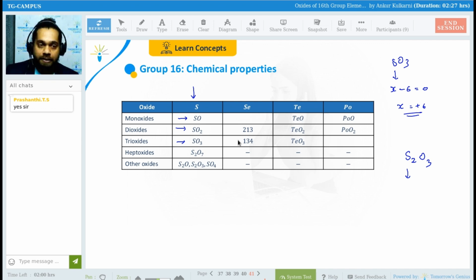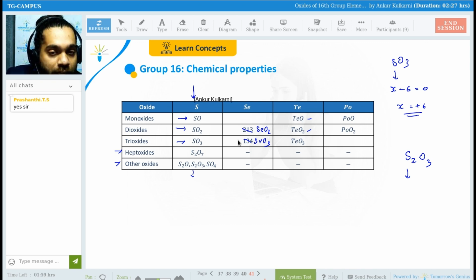Correct, Bhuvaneshri. Correct, Anne. Correct, Sajna. Correct, Sindhuja. From +2, +4, +6, to even odd numbers like +3. So these are the variable oxidation states. So sulfur can go into variable oxidation states. Similarly, tellurium, over here what is written is wrong. Actually, it is SeO2 and SeO3.